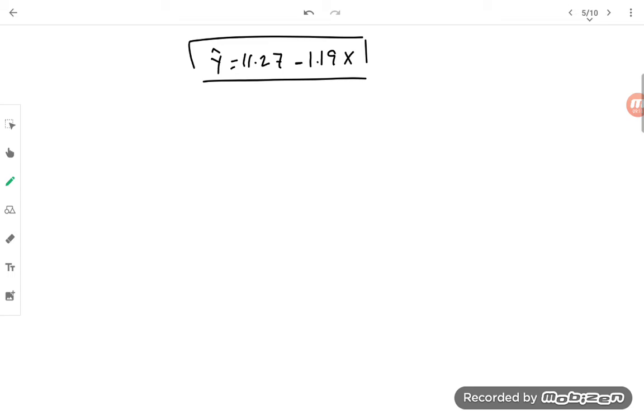Y is the dependent, x is the independent. If x is 0, y will be 11.27. If x increases by 1, y will decrease by 1.19. There is a negative relationship between x and y.